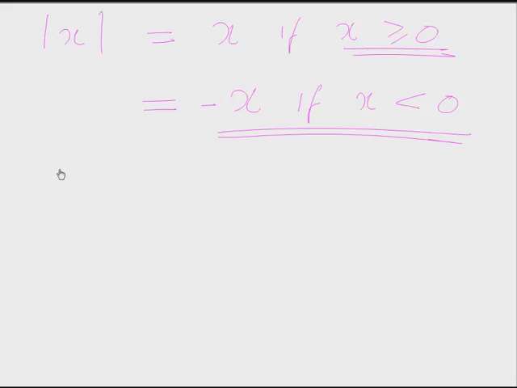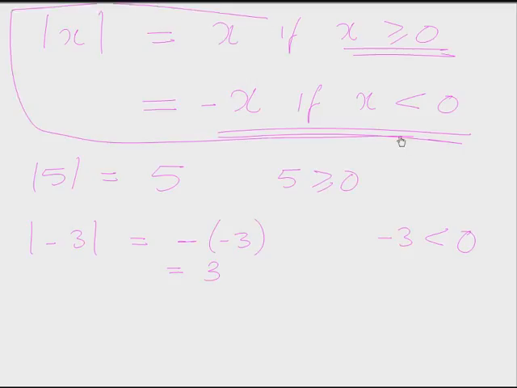Here are some examples. The absolute value of 5 is 5 because 5 is greater than 0. The absolute value of minus 3 is minus of minus 3 because minus 3 is less than 0, which equals 3. Take your time, but you must understand this. This definition is all important.